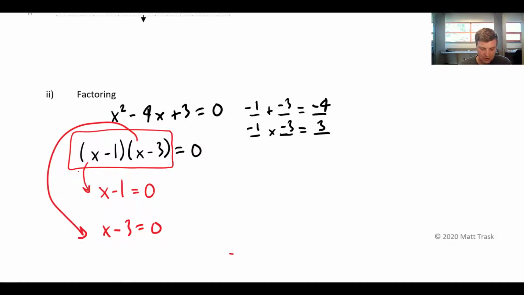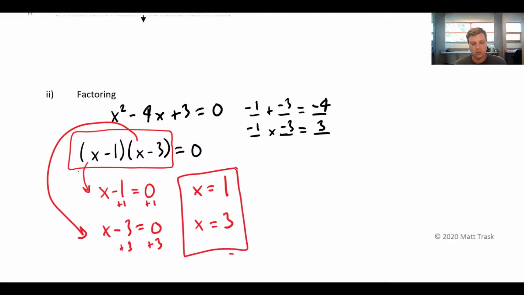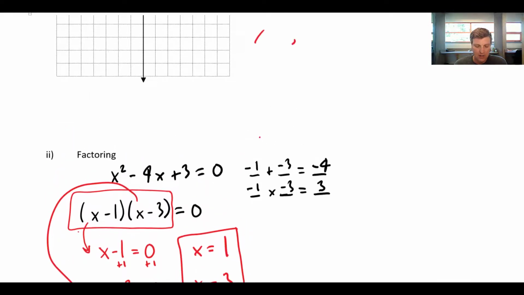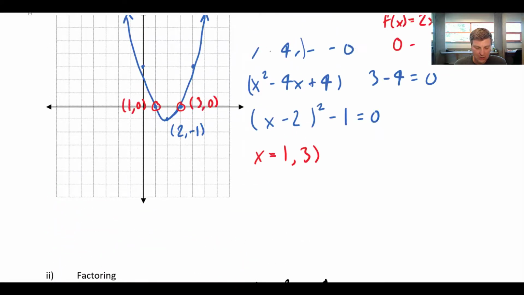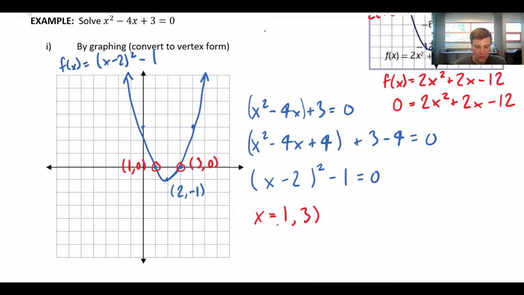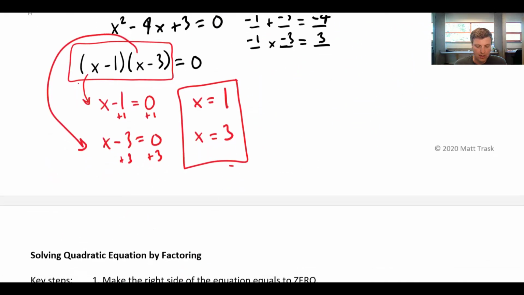So if x minus 1 equals 0, just add 1 to both sides, and I get x equals 1. And here, plus 3, I get x equals 3. Now x equal to 1 and x equal to 3, you'll remember, are the exact same solutions that we got previously when we did it graphically, that x could equal 1 or 3.